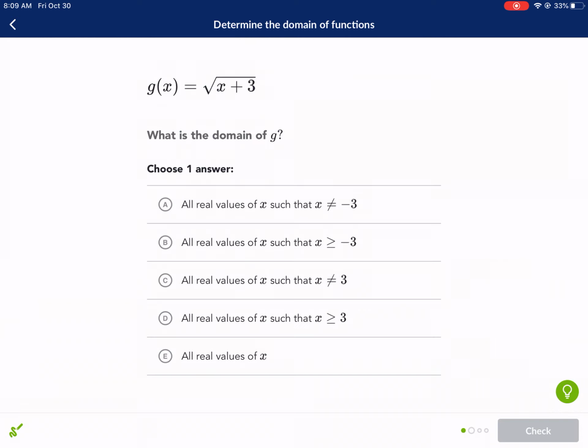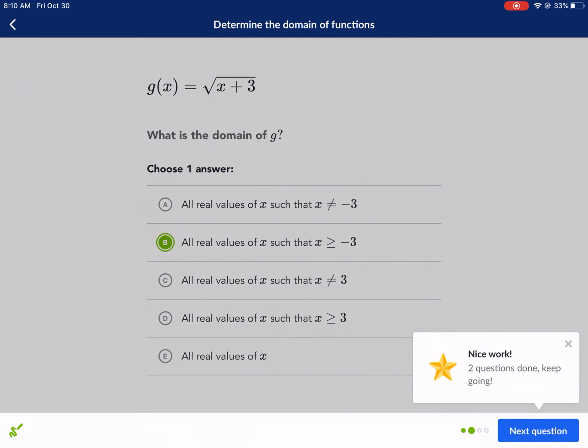So we're going to look for all real values. Looking at our choices here, not the first one. That's just negative 3. We're talking about all the values less than negative 3 that are no good. So we want all the values that are equal to or greater than negative 3: all real values of x such that x is greater than or equal to negative 3. There are a couple other choices designed to trick you, because we need it to be negative 3 or greater, so we're going to check this. There we go.